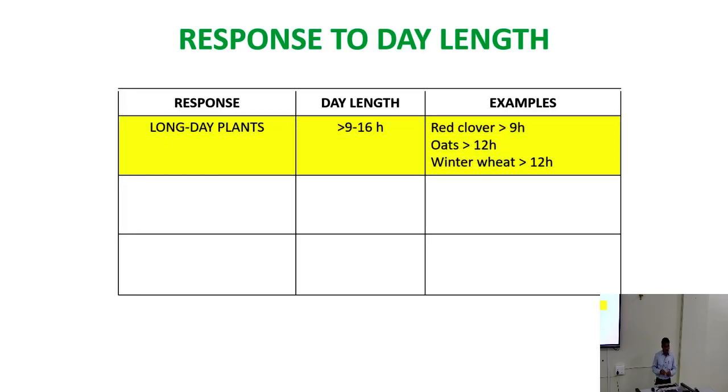What is a long day plant? I am showing here long day plants like red clover, where it is greater than 9 hours day length. Oats, greater than 12 hours. Winter wheat, greater than 12 hours. Now, if you think that only those plants which flower at greater than 12 hours are long day, then how about red clover? And there are some other species where the day length is 9 to 16. That means the 12 hours concept is not correct there.